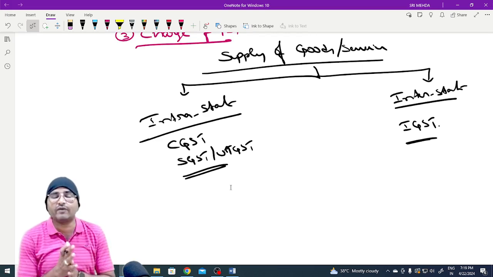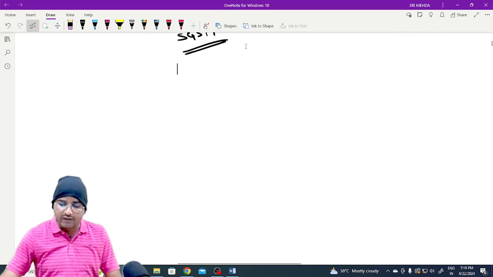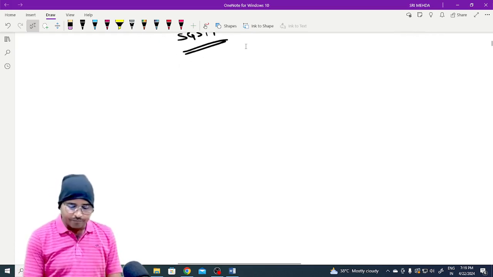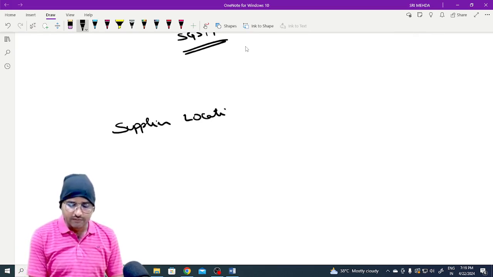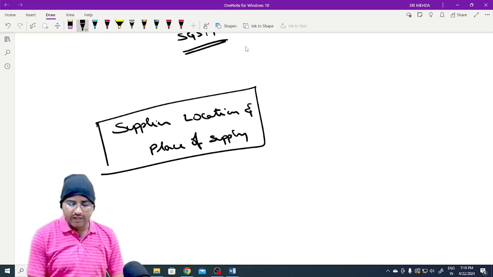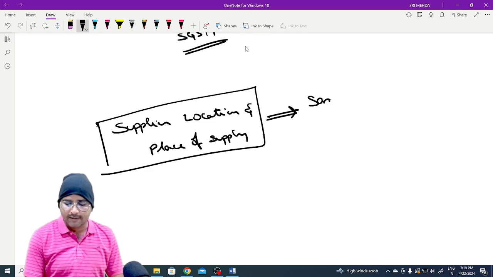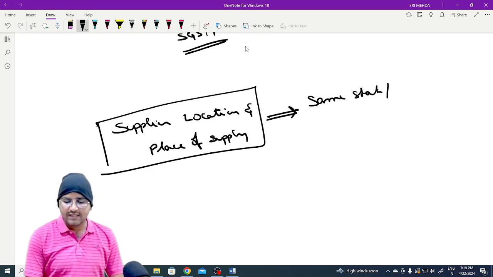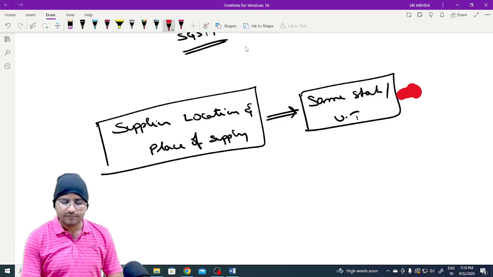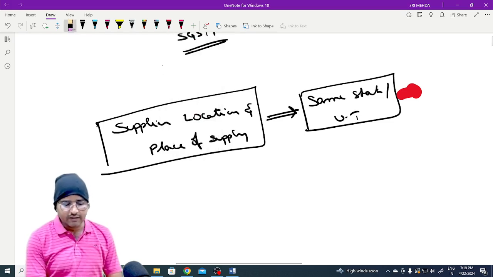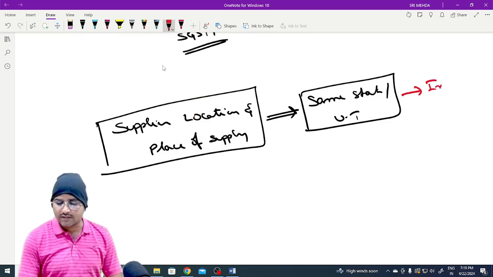How can we identify whether a supply is an intrastate supply or interstate supply? Where the supplier location and place of supply both are in the same state or union territory, it shall be treated as intrastate supply, right? It shall be treated as intrastate supply.